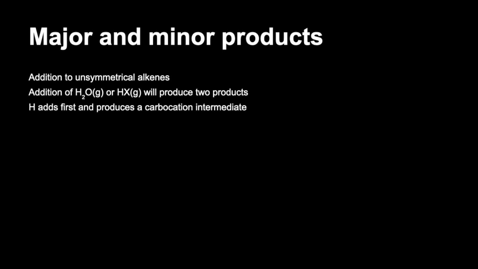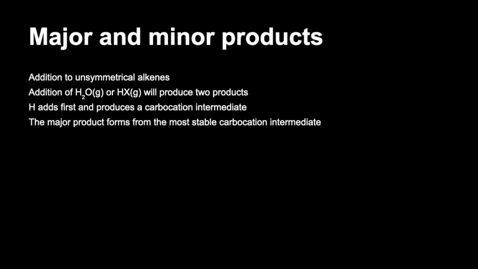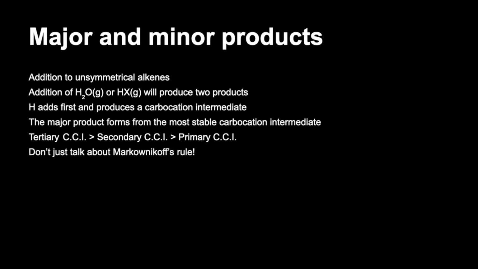Still with the alkenes, major and minor products. We're talking about addition to unsymmetrical alkenes, something like propene. Addition of steam or hydrogen halide will give you two products, one major, one minor. The hydrogen adds first and produces a carbocation intermediate. The major product forms from the most stable of the two possible carbocation intermediates: tertiary is more stable than secondary, which is more stable than primary. And whatever you do, don't just talk about Markovnikov's rule. It's not enough. You've got to talk about the relative stabilities of those carbocation intermediates.